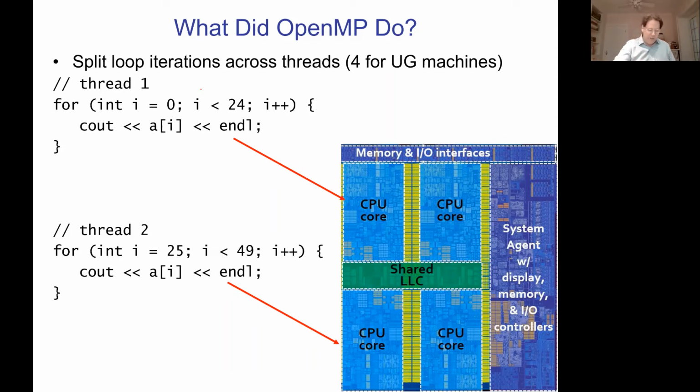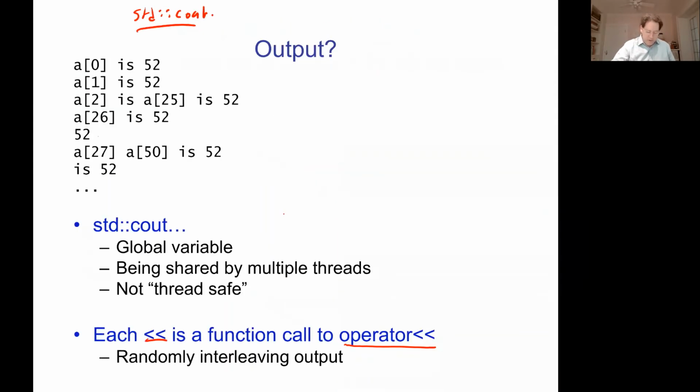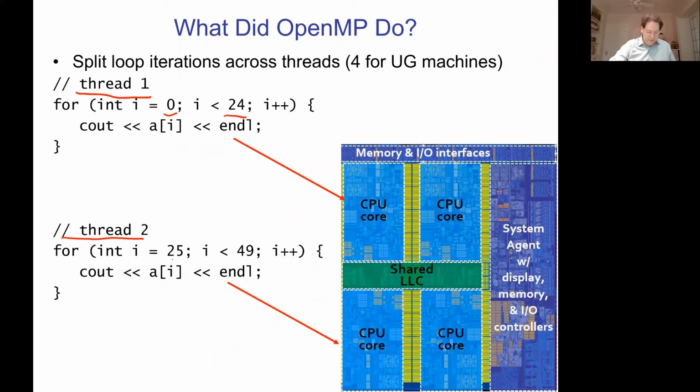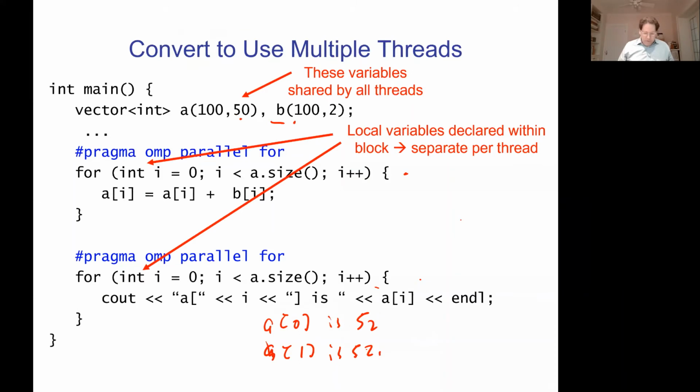So it'll basically create 4 threads. Well, it already had 1 thread, so it'll create 3 more. Each of them will be assigned a different range of the loop. So thread 1 is going to go from 0 to 24, thread 2 is going to go from 25 to 49, and so on. Each of those threads will get assigned to a different CPU core, so they can all execute in parallel. And for the first loop that I showed you, that works fine.